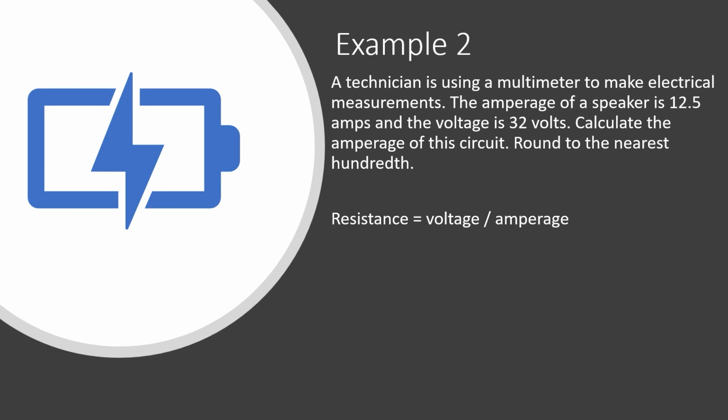Because we don't know what resistance is, we'll represent it with X. Thus, X equals 32 volts divided by 12.5 amps. Based on our calculations, we can say the taillight bulb circuit has a resistance of 2.56 ohms.